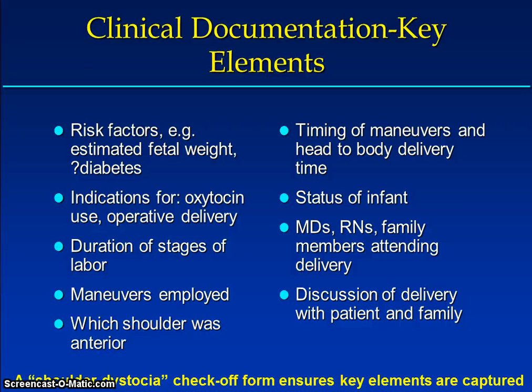Timing of maneuvers is helpful. In particular, the head to body delivery time is probably the most important. Obviously, if there is evidence of injury or at least weakness of one arm, the status of the infant should be at least discussed briefly in the initial documentation. Also, you should indicate which physicians, midwives, or nurses, as well as family members, were attending the delivery, so that at a later date, for example, someone may state, "Well, I was there," when in fact they were not there, and this obviously could be problematic if documentation is not available.